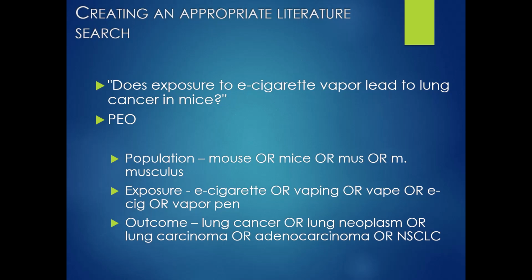I'm trying to cover all the possibilities that I can think of so that I don't miss any relevant articles. Similarly, for exposure, I won't just take what I have in my research question, that is e-cigarette. I want to put in other synonymous or related terms like vaping or vape or vapor pen, or an abbreviation like e-cig. Again, putting in as many possibilities as I can think of so my search is as thorough as possible. For the outcome, the same. I said lung cancer in my question, but some authors might say lung neoplasm, or lung carcinoma, or adenocarcinoma, or use the abbreviation NSCLC. So I just want to make sure that I include all of those in my search. On the next slide, we'll see how to make use of all this effort.